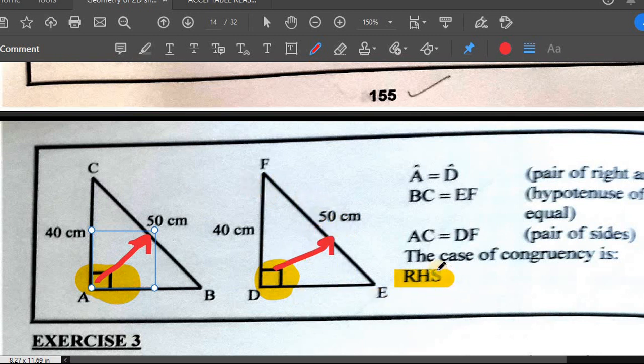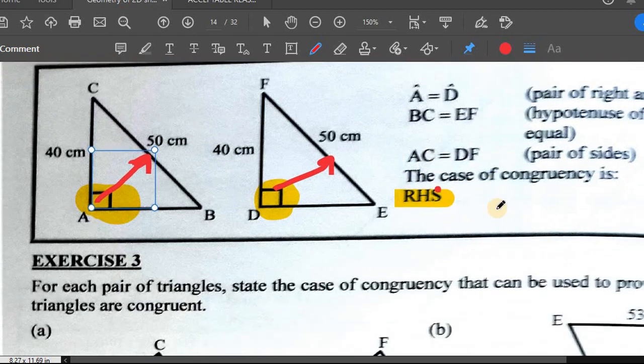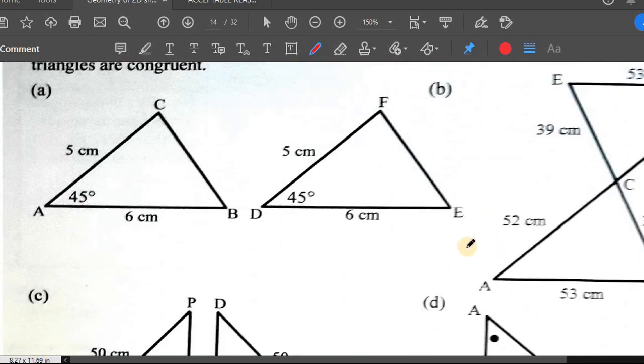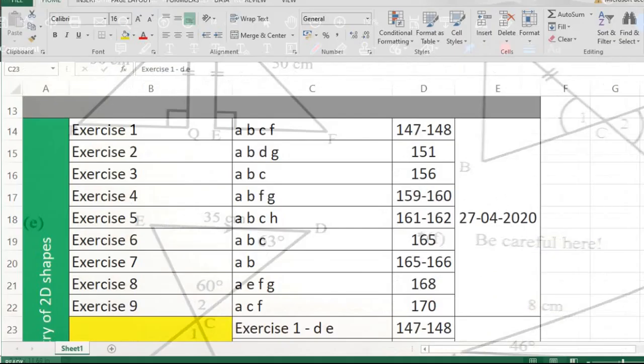And we need at least one other side, right? So we're looking at this here is 40. We got a right angle, we got hypotenuse, and we have our side. Then you're going to be doing exercise 3 according to the sheet that I showed you.